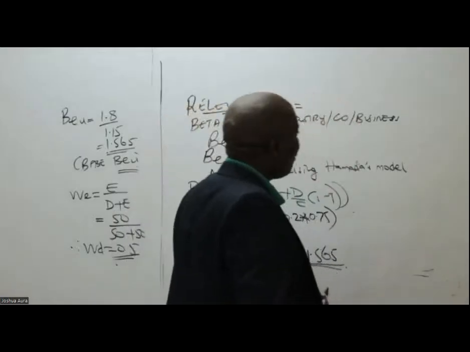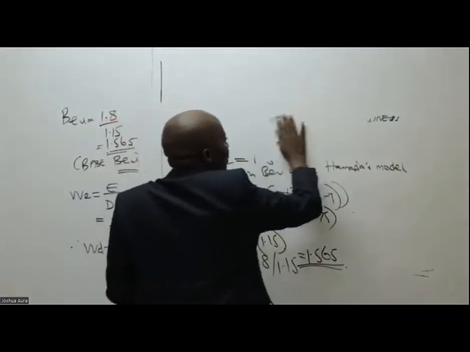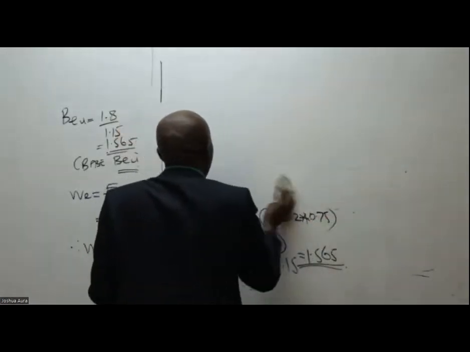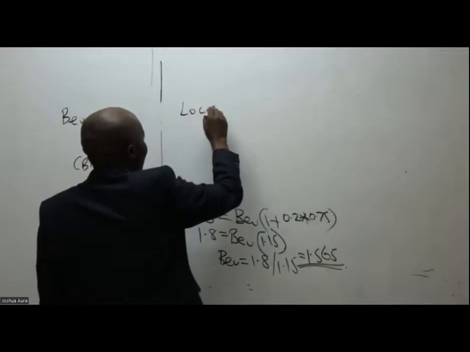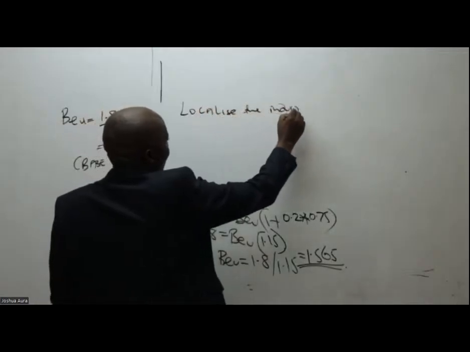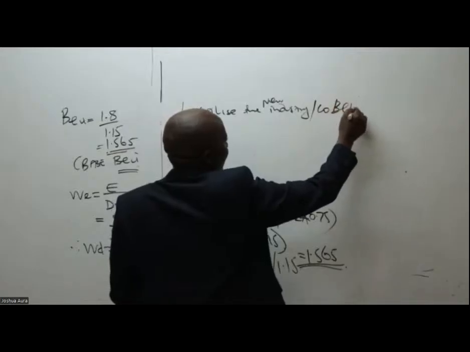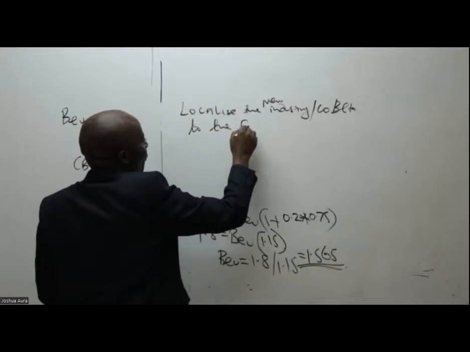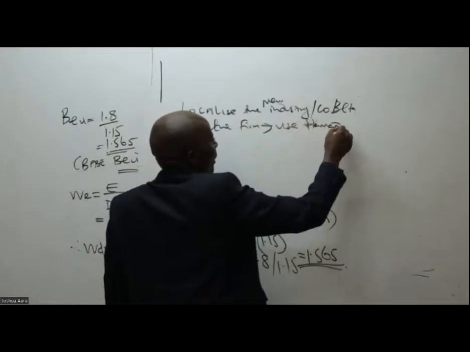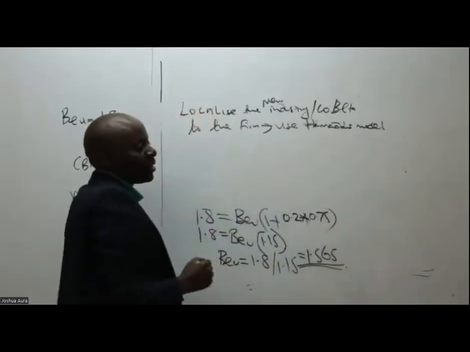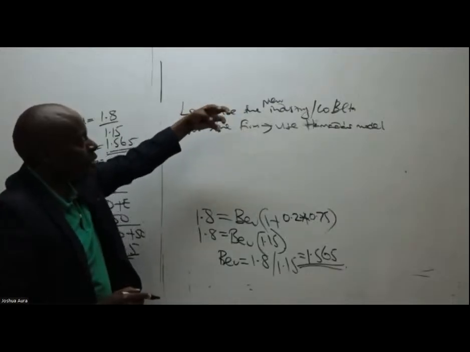Now from there, ladies and gentlemen, I know the next thing. Using this base beta, I should be able to localize. So you localize the industry, new company or new business beta to the firm. Again, here we use the Hamada model. You localize, so now you're bringing it from the industry perspective to the local organization.